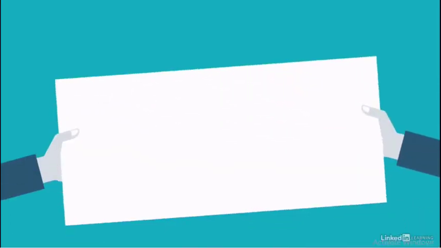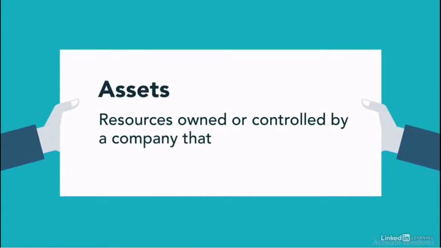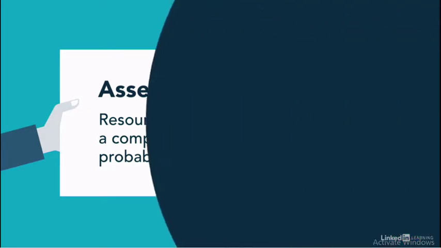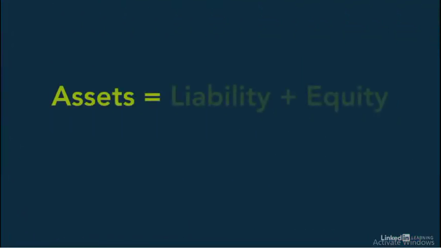We record assets. We all have an intuitive sense of what assets are. A formal definition is that assets are resources owned or controlled by a company that will provide probable future benefit. Okay, let's take the simplest example, cash. For example, if you look at the balance sheet of Apple, you see they've got lots of cash, billions of dollars of cash. This cash is tracked into and out of the company through debit and credit journal entries.